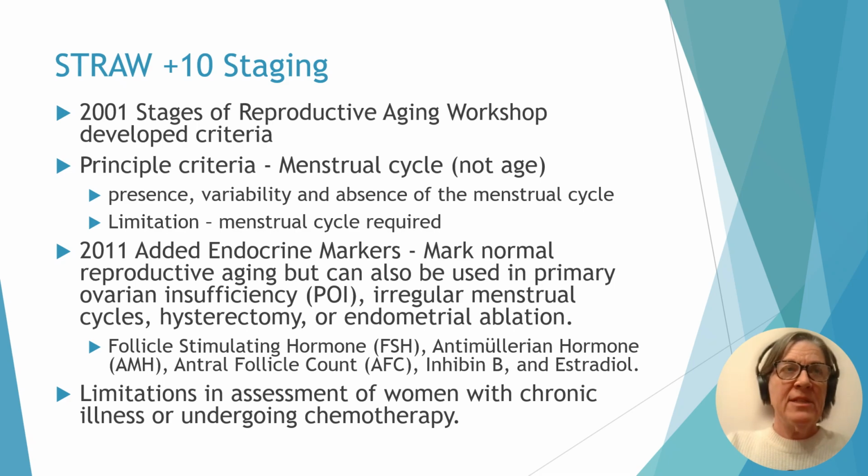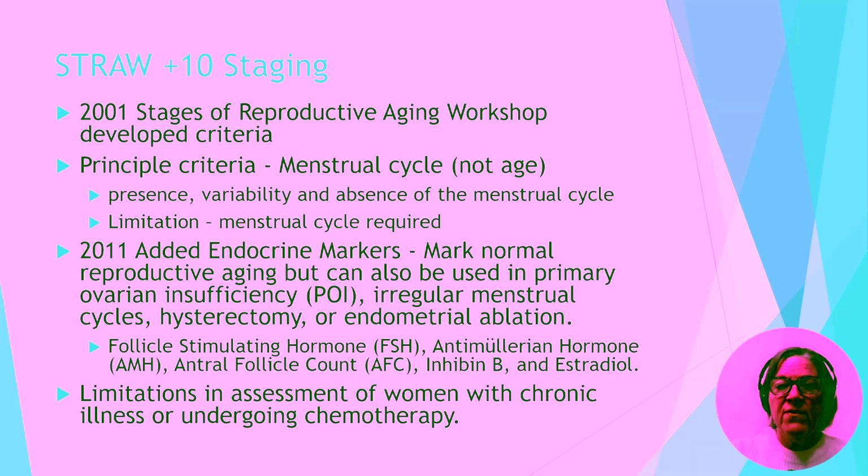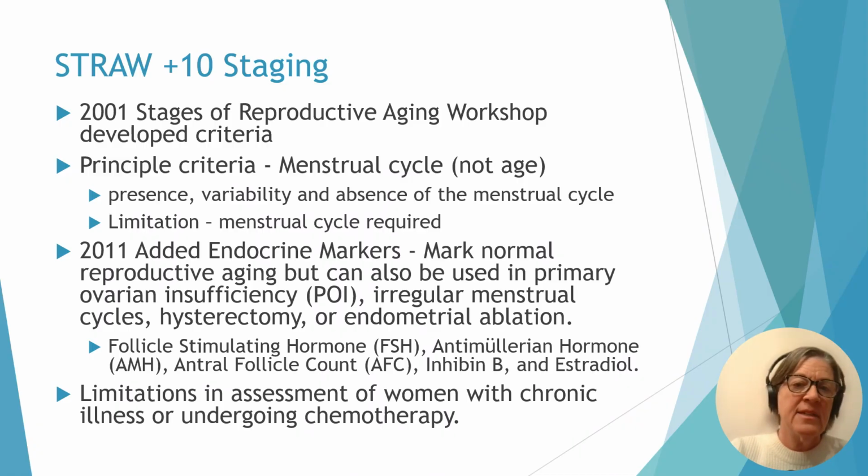So a little bit about this STRAW+10 staging, which was developed in 2001. The principal criteria is not age, but where you are with your menstrual cycle. And that's used to gauge what stage you're at. So it's irrespective of age. You can be at stage 0 at 45 or 53, and it's still the same stage 0. The limitation was that it required a menstrual cycle to know where you were.